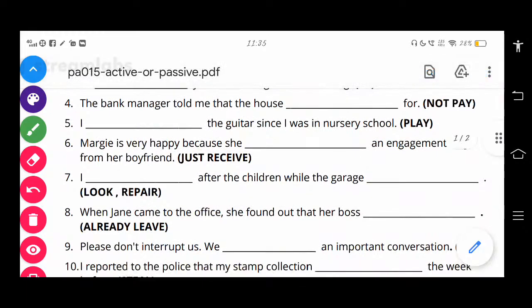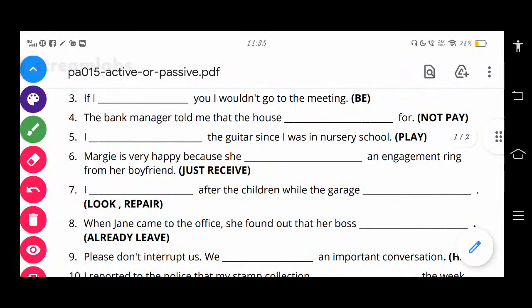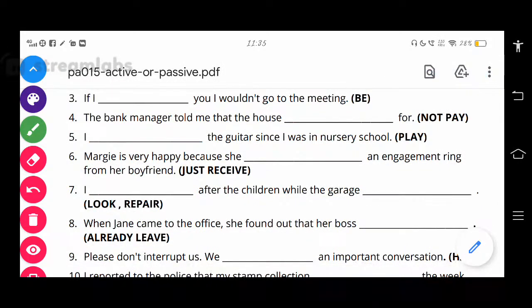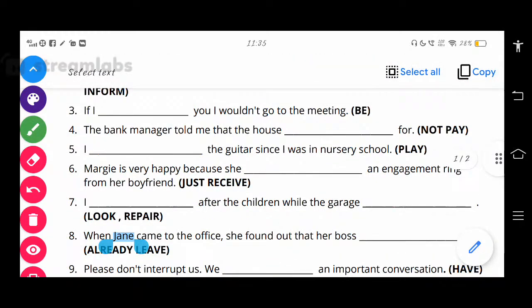Next one, let us look at the sixth example. Margie is very happy because she dash an engagement ring from her husband, just received. Regarding this example, in the earlier example I already gave a clue. When you come across just as an adverb in the given sentence, by the adverb we can understand that the action has completed recently. So a recently completed action has to be expressed by using either have or has plus V3.